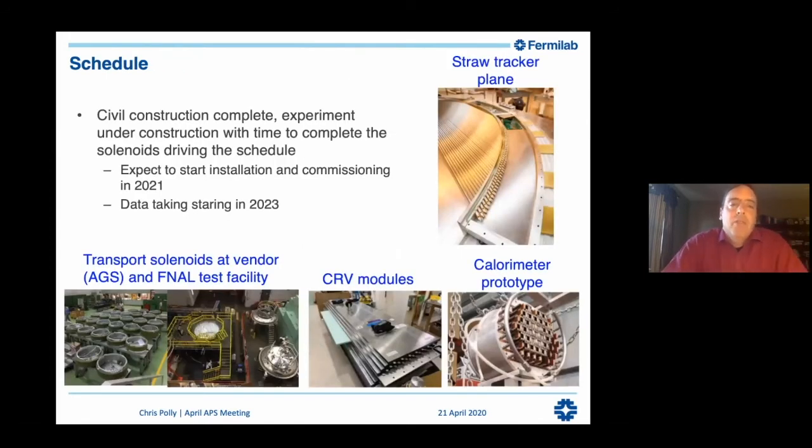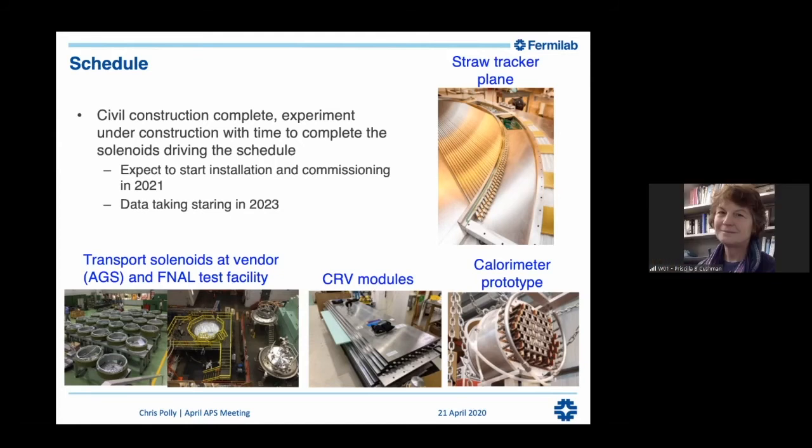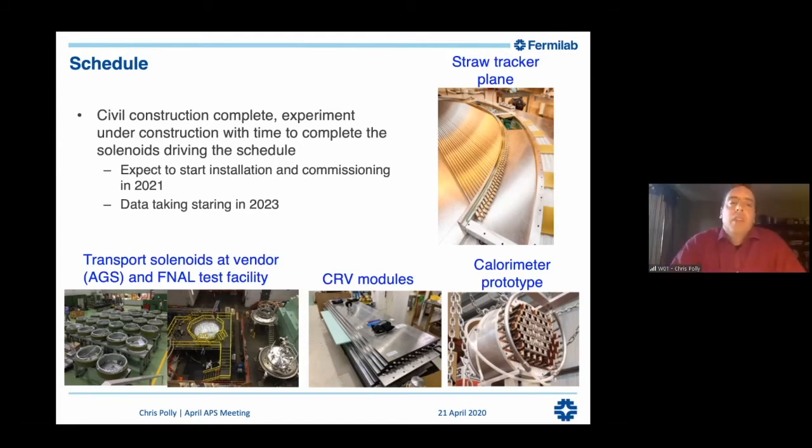In terms of the schedule, their civil construction is complete, and the experimental apparatus is all under construction right now, with the time to complete being driven by the solenoid schedule and the time it takes to make their massive solenoids that are the production, transport, and target solenoids. They expect to start installation and commissioning in 2021, with data taking to start in 2023. And you can see some pictures here of all the various pieces that are under construction.